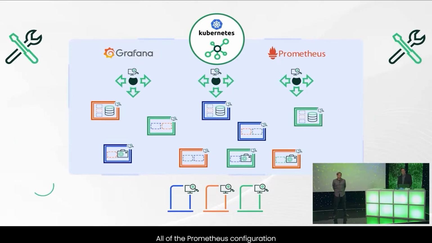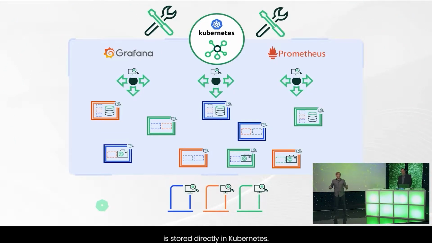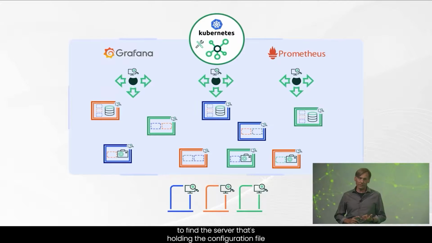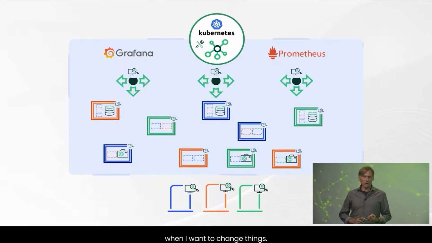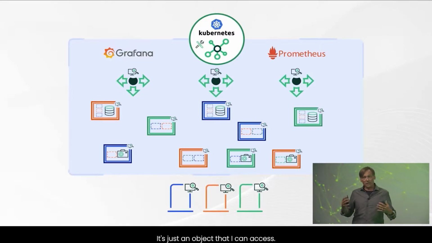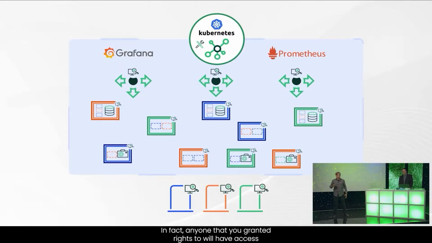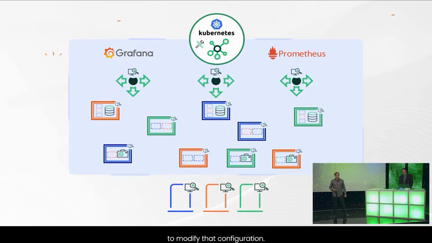All of the Prometheus configuration is stored directly in Kubernetes. So what does that mean? Well, first, I don't have to go hunting around to find the server that's holding the configuration file when I want to change things. It's stored in Kubernetes. It's just an object that I can access. In fact, anyone that you've granted rights to will have access to modify that configuration.